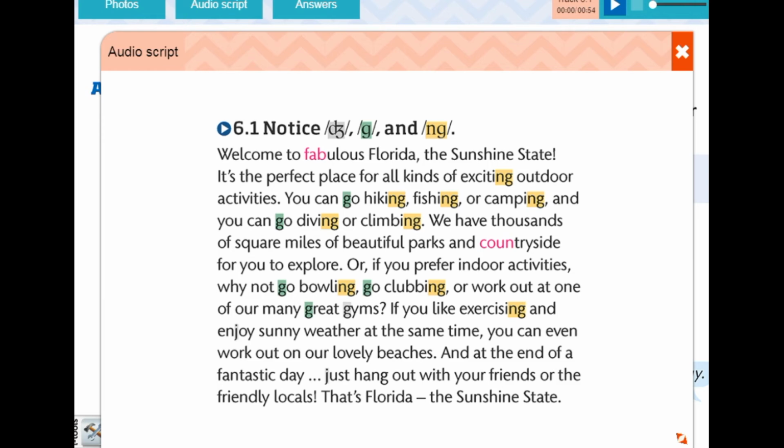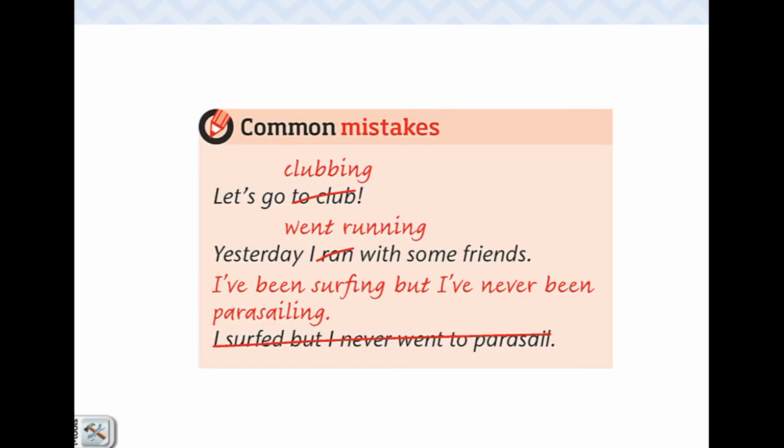And if you don't like nature and if you don't like countryside, you can do indoor activities like go bowling, go clubbing, you can go dancing, right? In a nightclub. Or you can work out and exercise a lot. The sunny weather contributes a lot to these fun activities, right? And of course, don't forget about the lovely beaches. They are fantastic. Okay? So, that's it.